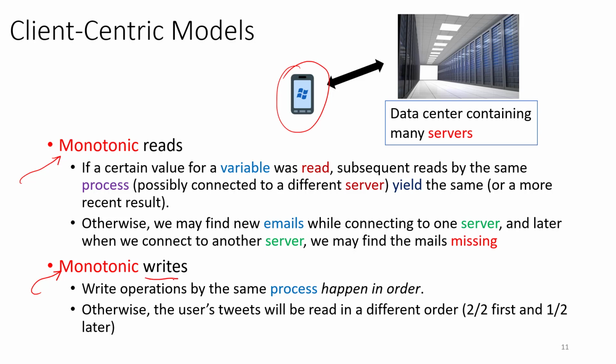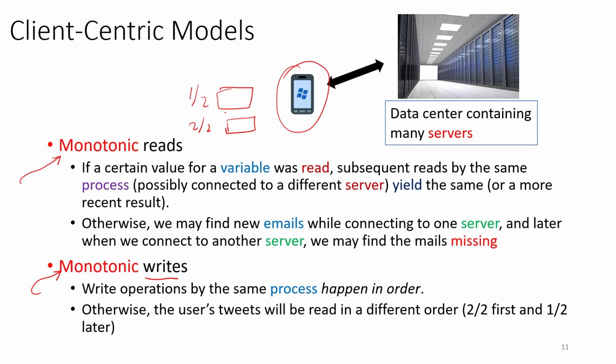We could have monotonic writes, which means write operations made by the same process happen in order. What would that be? Let's say on Twitter, you would have seen many of these tweets, 1 by 2, 2 by 2, and so on, which is the first part of the tweet and second part of the tweet. So I do this from my Twitter client. But what if Twitter shows the second part of the tweet first and then the first part? Along with being incorrect, it can lead to quite embarrassing situations.